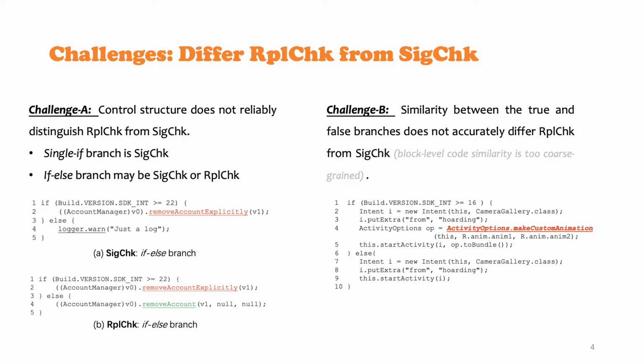However, there are several challenges in differing Replacement Check from SigChk. First, control structure does not reliably distinguish Replacement Check from SigChk. Some people may think the code with a single if structure is SigChk and the code with an if and else structure is Replacement Check. Actually, this is not true. We can see figure A. It has an if and else structure, but it is a SigChk, because it just prints a log on the unsupported API level. And figure B is the real Replacement Check. The second challenge is that similarity between the true and false branches does not accurately differ these two checks. In the code below, the two branches are very similar, but the false branch lacks the important function make custom animation.